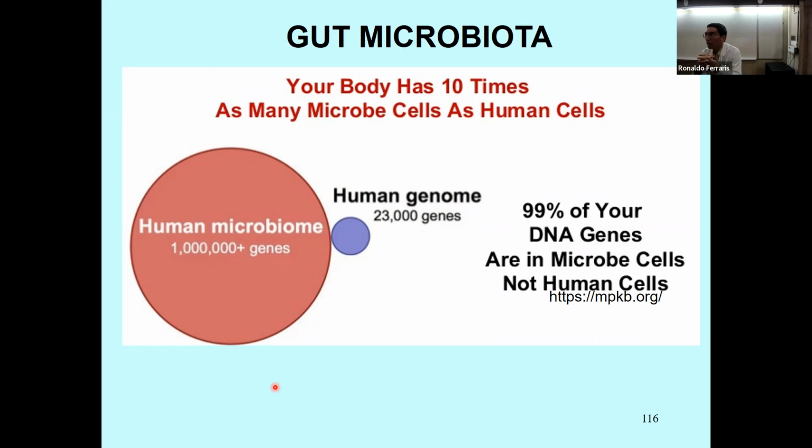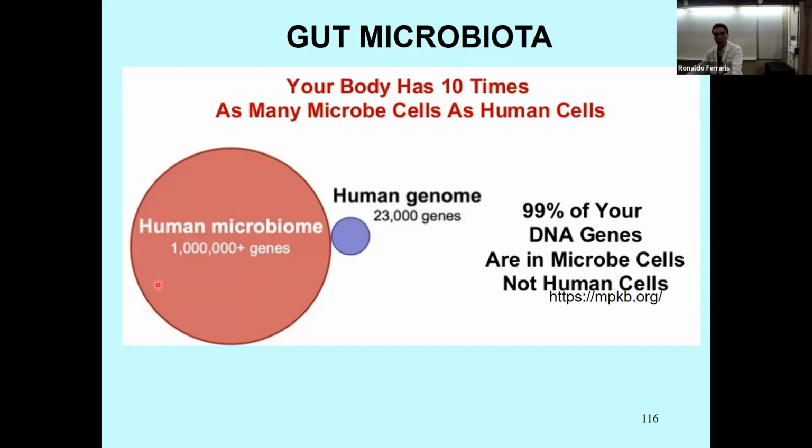So, I don't know how many of you have had this type of lecture, but this is an introduction of a few slides on the human microbiome. We have about 23,000 genes in our body, and the bacteria that actually live in our body along with us have 1 million plus genes.